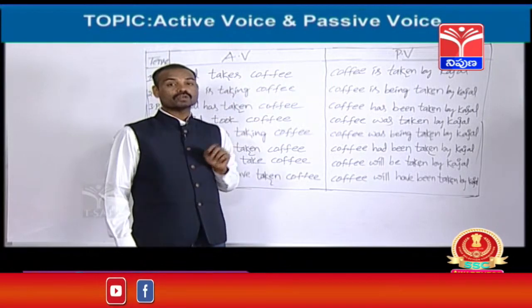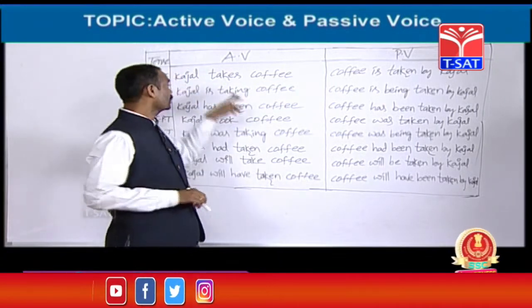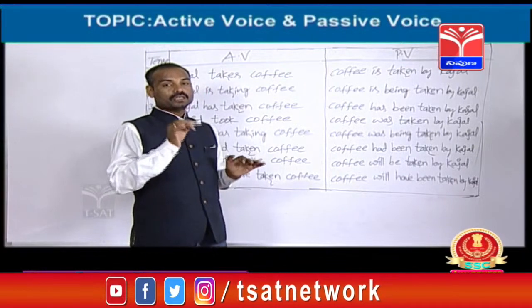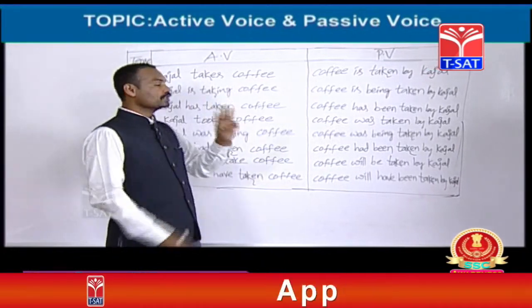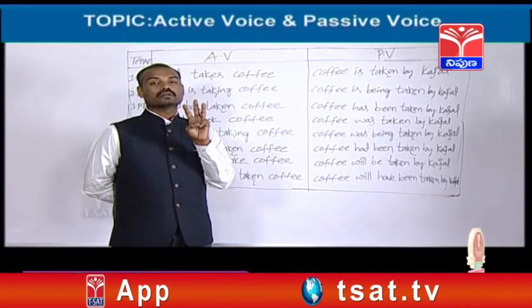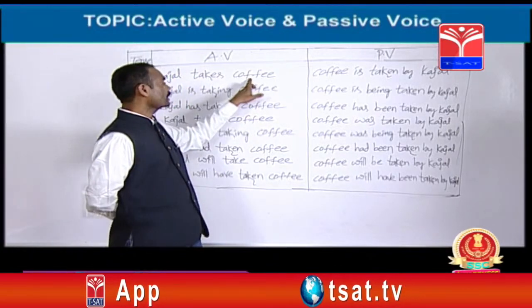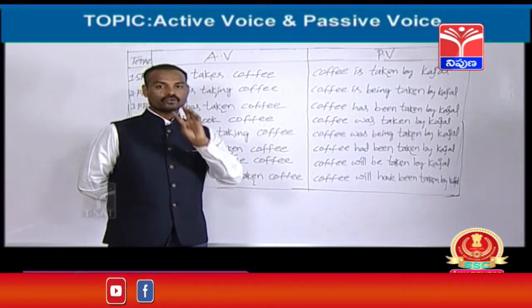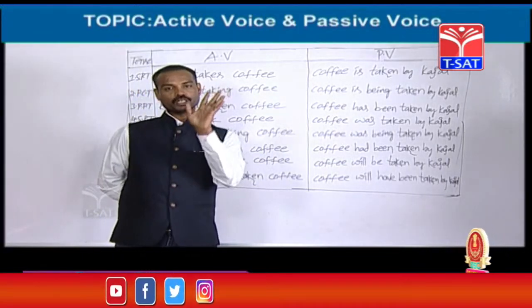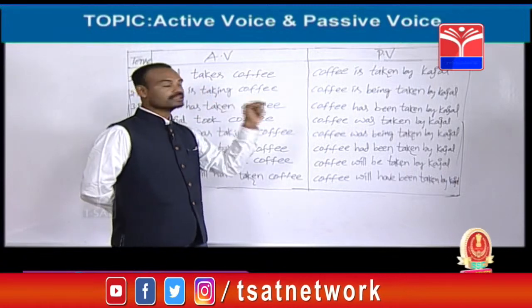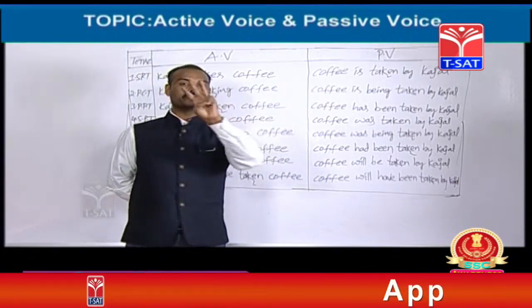So if they don't give a helping verb, you should go to the main verb and find out whether it is V1 or V2. If it is V1, you should take a helping verb from am, is, or are. If the object is singular, is should be taken. For plural objects, are should be taken. Coffee is a singular object. So is should be taken. Coffee is.